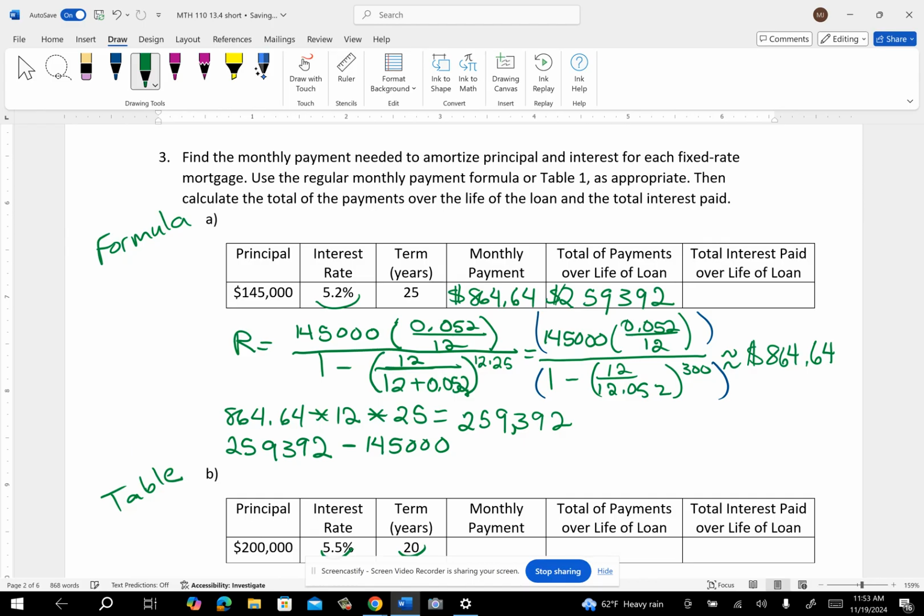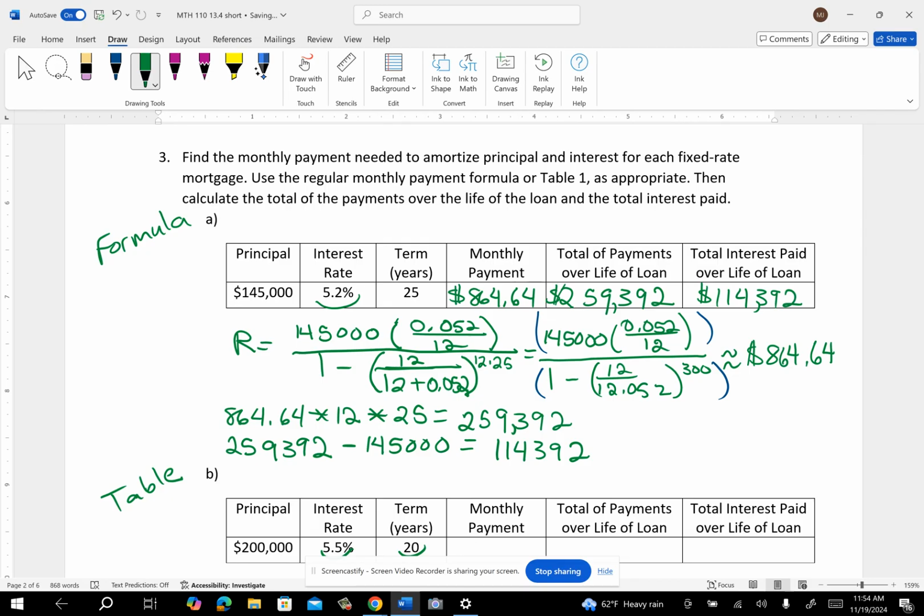Okay, so I'm going to take that $259,392, and I'm going to subtract the loan amount, the principal, from it, and that tells me how much interest I wound up paying. I paid an extra $114,392. Okay. It's usually a little surprising when you do it, maybe a little scary at how much interest you wound up paying. You paid a lot of interest for just a $145,000 loan.